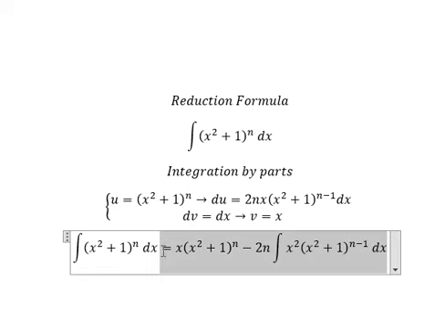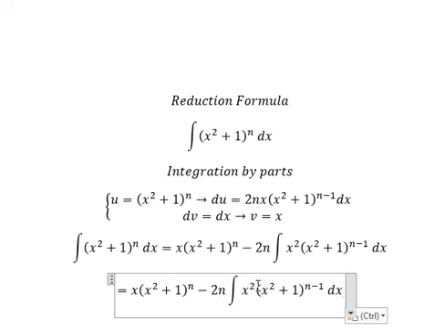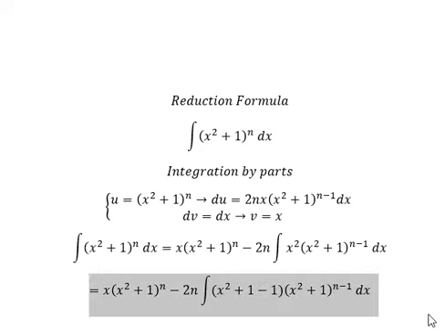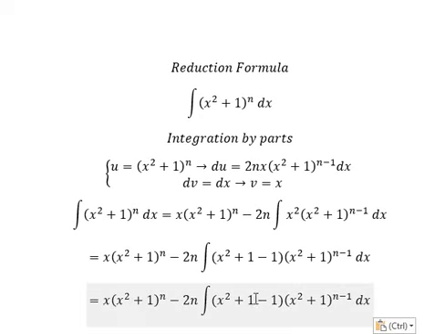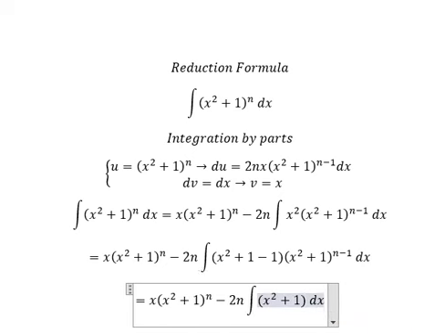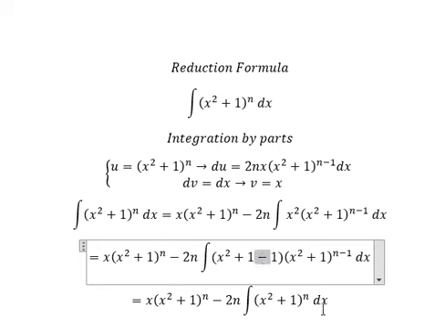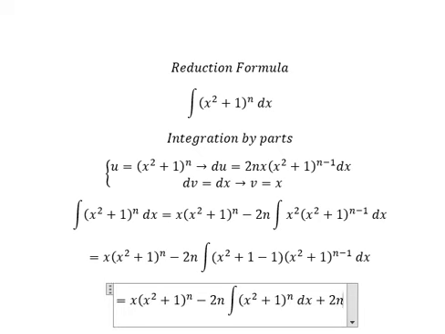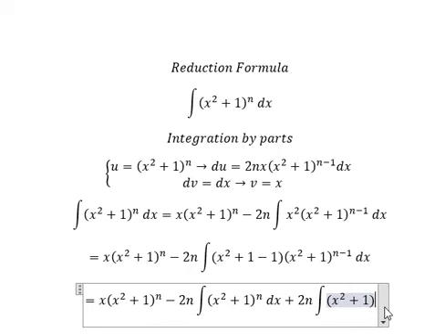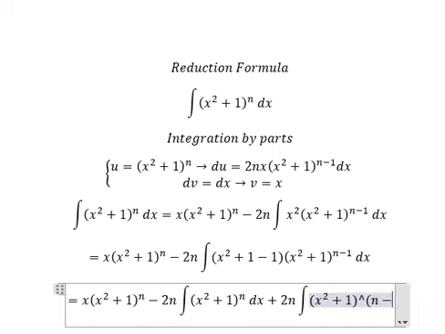And now, x squared we can put like this. So x squared plus 1 multiplied by this one. So we have x squared plus 1 to the power of n, because negative with negative, we have positive. And we have the integration of x squared plus 1 to the power of n minus 1 dx.